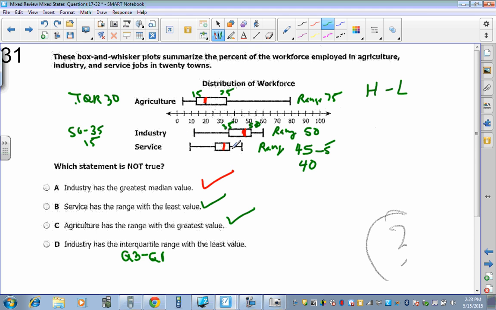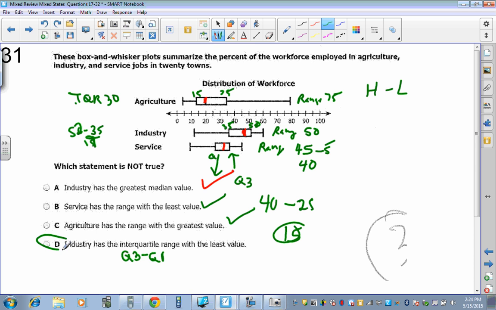But if you look at service's interquartile range, their quartile 3 is about 40. Their quartile 1 is 25. And then 40 minus 25 is 15. So that's the smallest interquartile range. And this was about 52 minus 35. You can tell this rectangle is a little longer than that rectangle here, so that interquartile range is more than that.